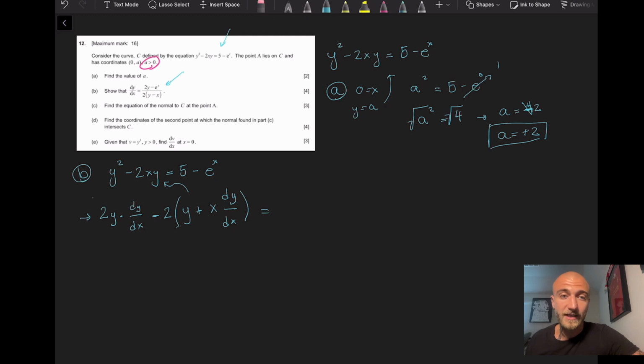On the other side of the equal sign, our lives are a lot easier because we've got the derivative of 5, which is 0. So I'll even write it in as 0 so we know it's there. Minus the derivative of e to the x, which is just e to the x.